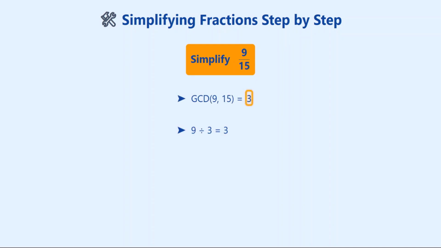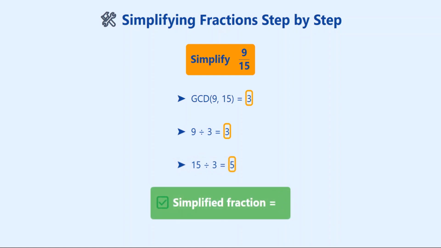Great job! Let's try one more example to make it super clear. For example, let's simplify 9 over 15. The greatest common divisor of 9 and 15 is 3. Now divide both numbers by 3. 9 divided by 3 is 3. And 15 divided by 3 is 5. So the simplified fraction is 3/5.